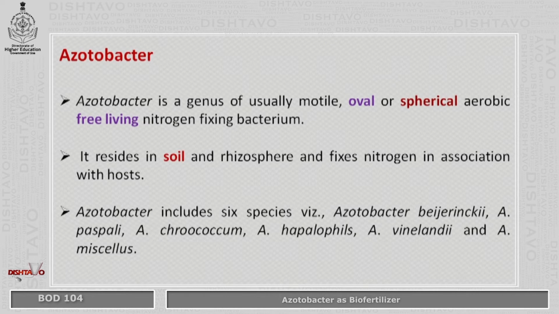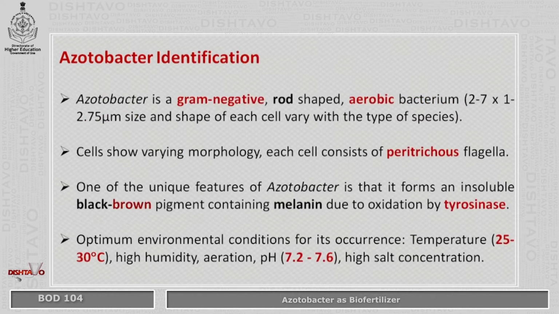Azotobacter is a genus of usually motile, oval or spherical aerobic free-living nitrogen-fixing bacterium. It resides in soil and rhizosphere and fixes nitrogen in association with hosts. Azotobacter includes 6 species: Azotobacter virginicae, Azotobacter paspali, Azotobacter chroococcum, Azotobacter haplophilus, Azotobacter vinelandii, and Azotobacter miscellus.